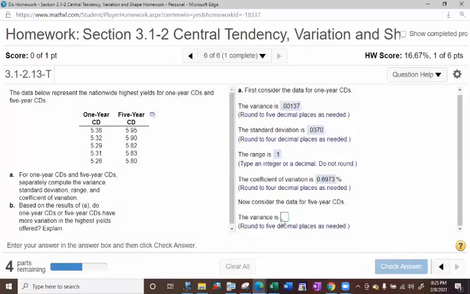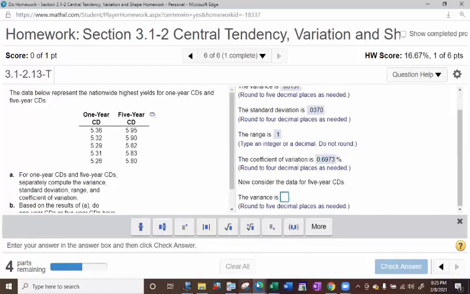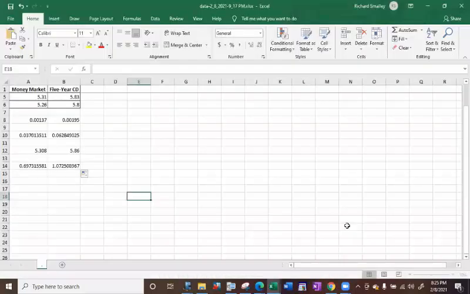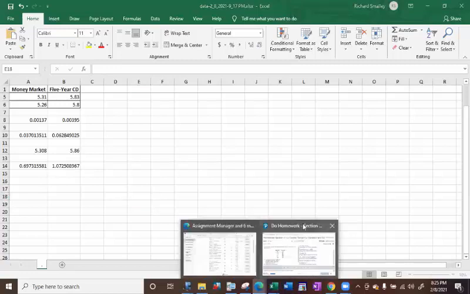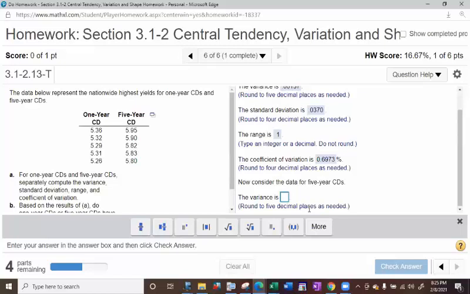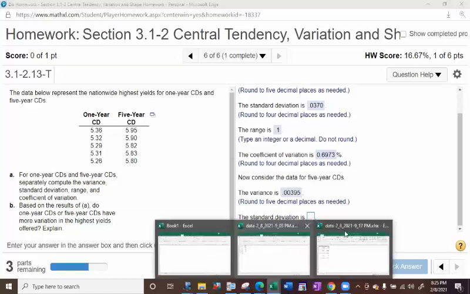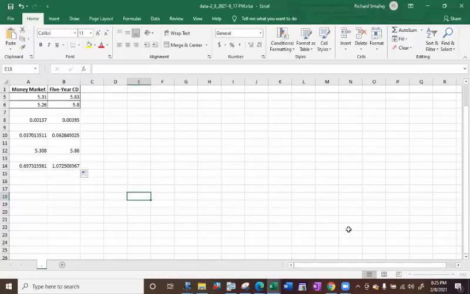Now we just fly right through these. I've already done them. Variance, 0.00395. Standard deviation. Oh, is it 4 again? I hope it's 4. Got to be 4. 0.062849. So 0.0628.